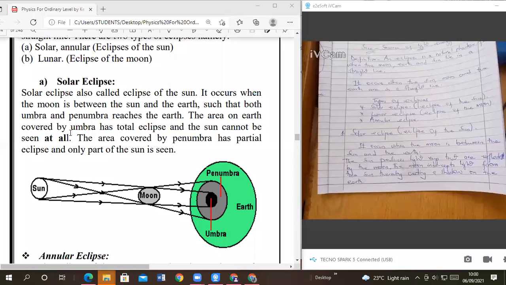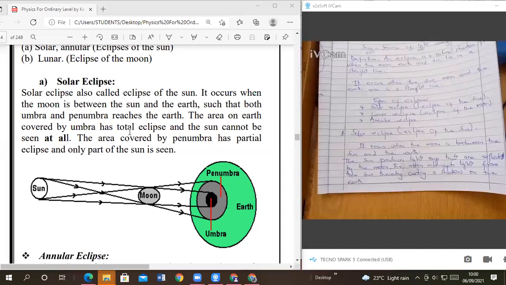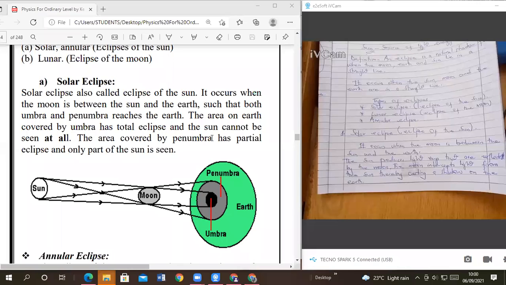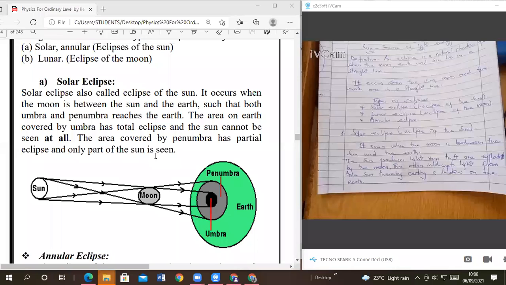The area on the earth covered by the umbra is known as a total eclipse. Now this one we shall refer to as total eclipse. It is a shadow, but it occurs naturally, and the sun cannot be seen at all in that region. The area covered by the penumbra is also known as a partial eclipse, and only part of the sun is seen.